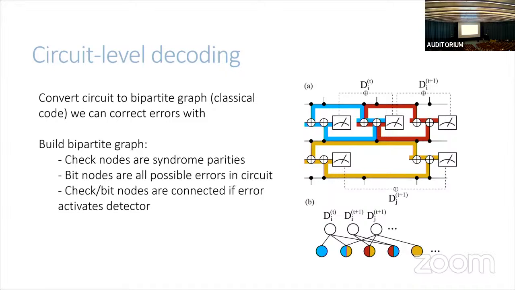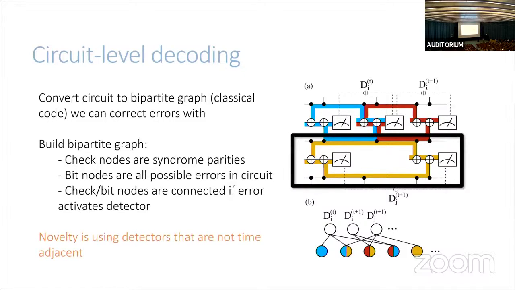But just in general, we build this circuit level bipartite graph, which we can use to correct errors. And this bipartite graph essentially has check nodes, which are called detectors, the parity of time adjacent syndromes. And then we have bit nodes, which are the errors in the circuit. And then we connect these check nodes and bit nodes if an error is detected by this detector. The novelty for this work is that with the partial syndrome QEC, we might have to look a few rounds back to get the syndrome difference. But practically, it doesn't really change much how it performs or how it functions.